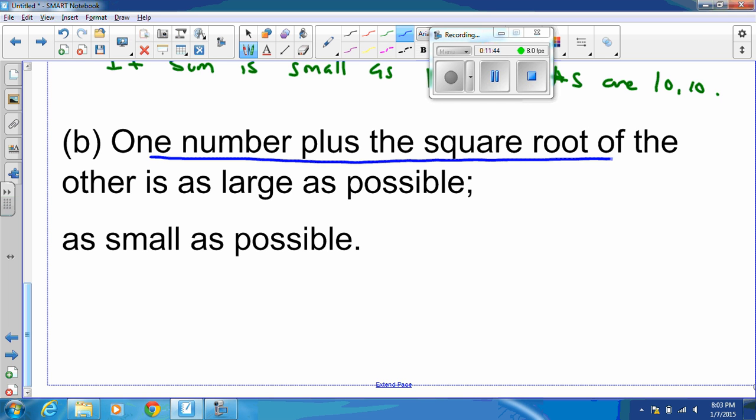Here we are told that one number plus the square root of the other is as large as possible. And you remember that as large as possible is a code word for absolute maximum. So we're going to take one number, maybe x, plus the square root of the other, which would be y, and that sum is to be as large as possible. So I'm going to call that sum s.